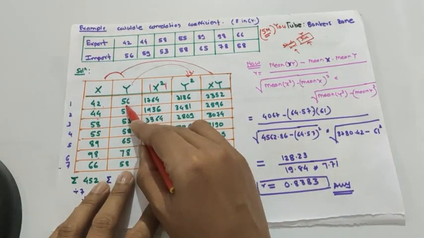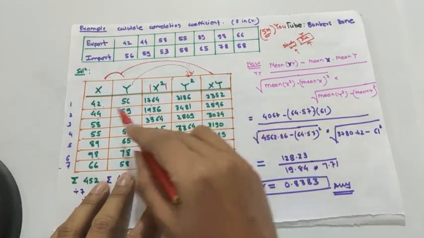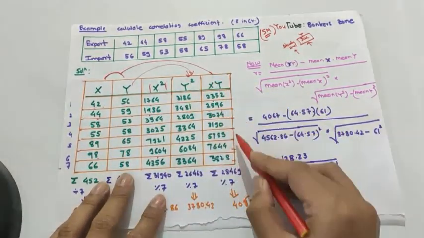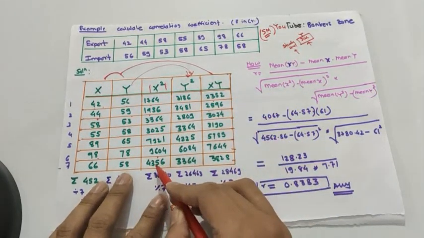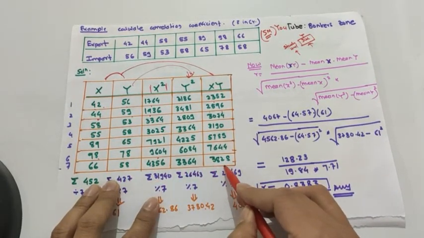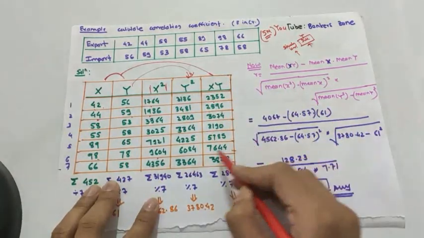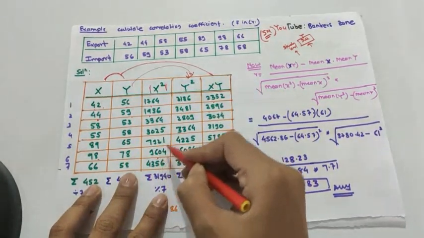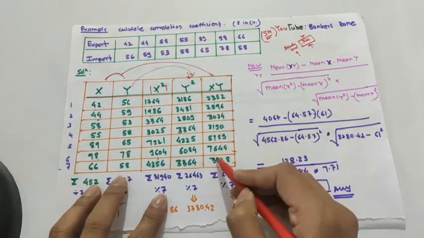42 into 56, you will get 2352. 44 into 59, you will get 2596. So you have to calculate all the values and draw a table in this fashion. Similarly, 66 into 58, you will get 3828. So you have to calculate the whole table. First x is given, y is given. Calculate x square, calculate y square, and then calculate xy.